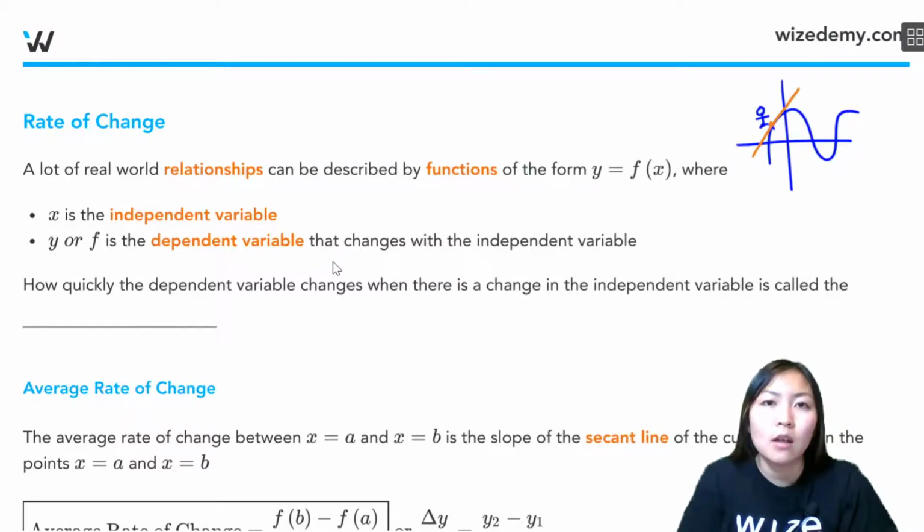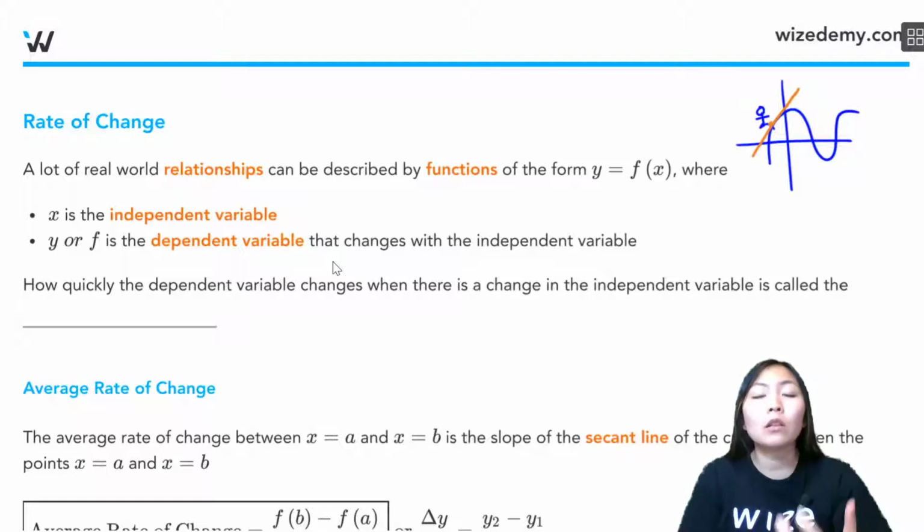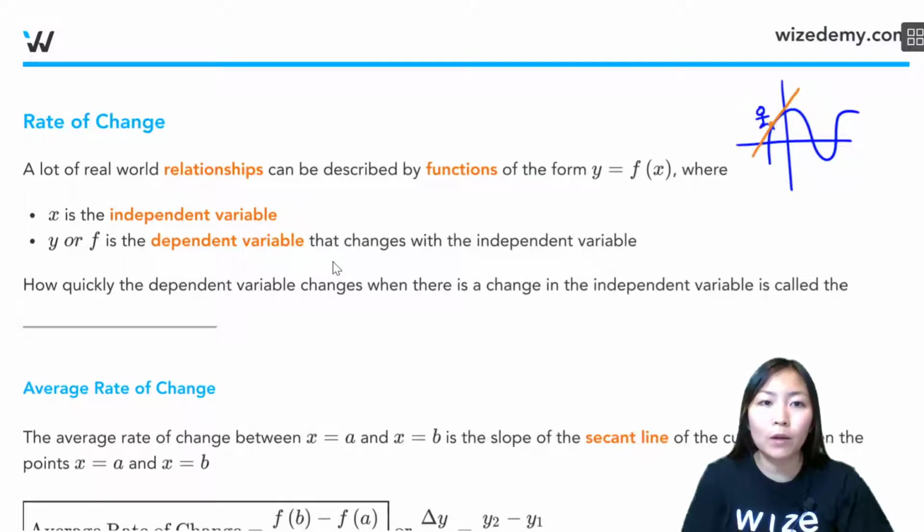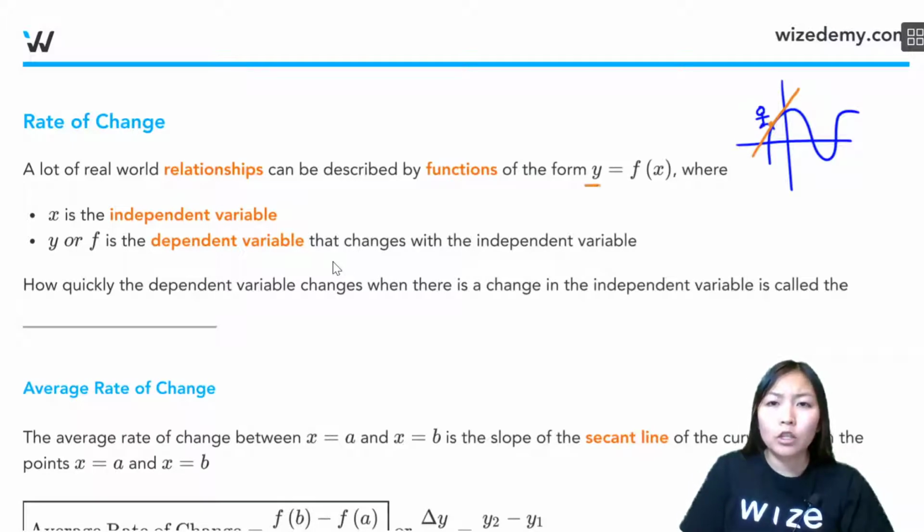it's changing. Now, it turns out that rates of change is a very, very important relationship in real life, okay? So a lot of real-world relationships can be described by functions, and we want to look at the rate of change of these functions, okay? So the function y equals f at x, just a quick reminder, x is called the independent variable because you can put in any value of x independent of what the function value y is. And y, or f, is the dependent variable because it changes depending on what independent variable you put in.